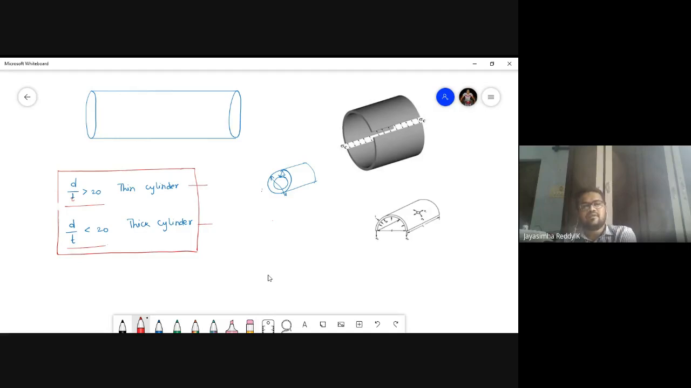So the criteria is diameter to thickness, students. This is diameter, this is thickness. If the diameter to thickness ratio is greater than 20, we call it a thin cylinder. If it is less than 20, we call it a thick cylinder. This is very important, students. Most of the times it will be asked in competitive examinations also. Is it clear so far? Any doubts? Okay, all right, clear.